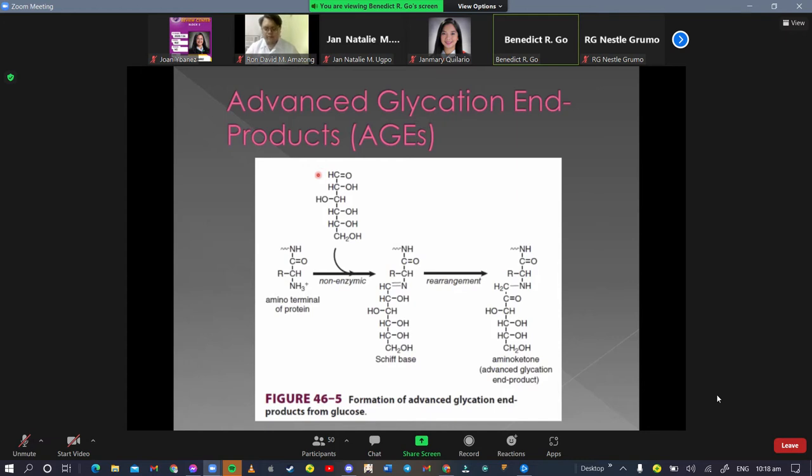Now your glucose will attach to the amino terminal portion of your protein, and the attachment is, take note, non-enzymatic, forming what you call a Schiff base right here. So this is the link. And after certain rearrangement, you will form an amino ketone right here, which is termed your advanced glycation end product. We'll discuss more on that in the next slide.